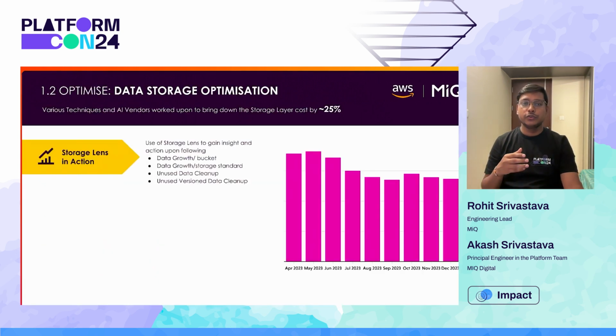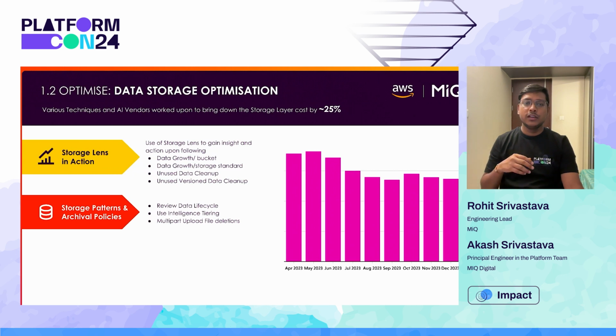First one is storage lens. Storage is something that we review quite regularly to identify which are the top buckets which are increasing in their data storage day by day. At the same time, we also take a look at what kind of data is being stored. Is my version data significantly higher than my actual data? These are some of the things that we take regular action on to make sure our cloud costs are in check for storage.